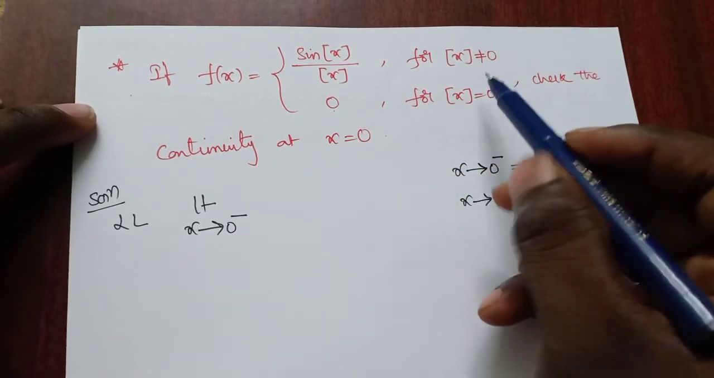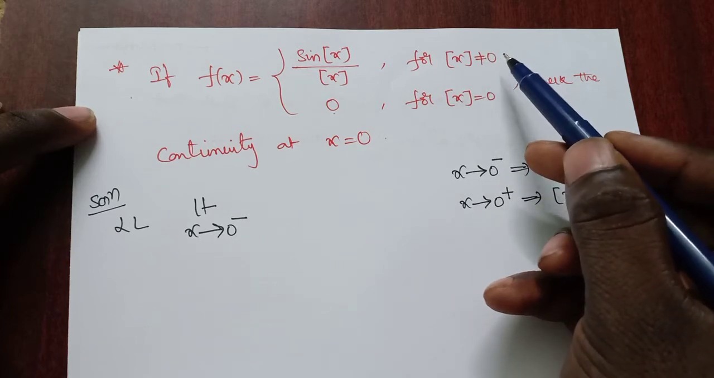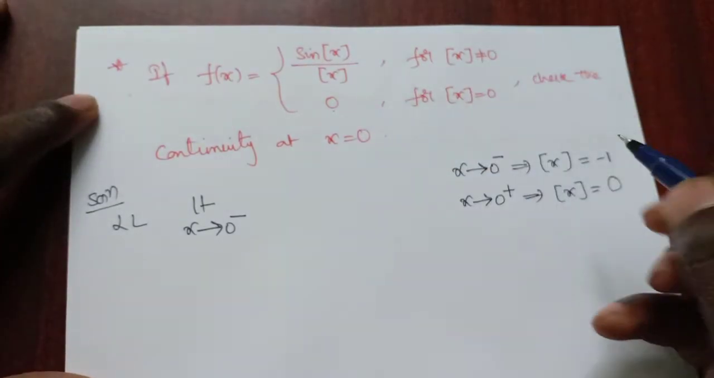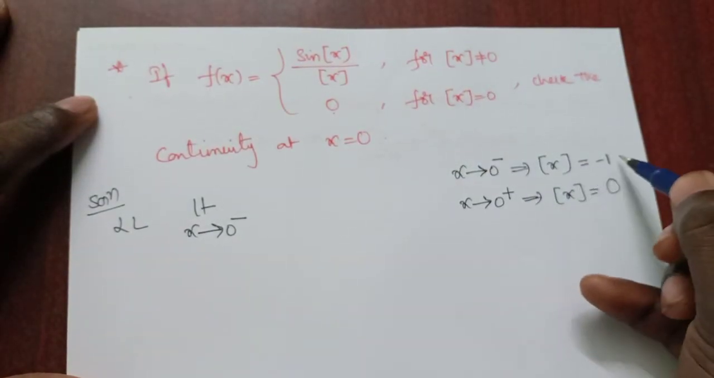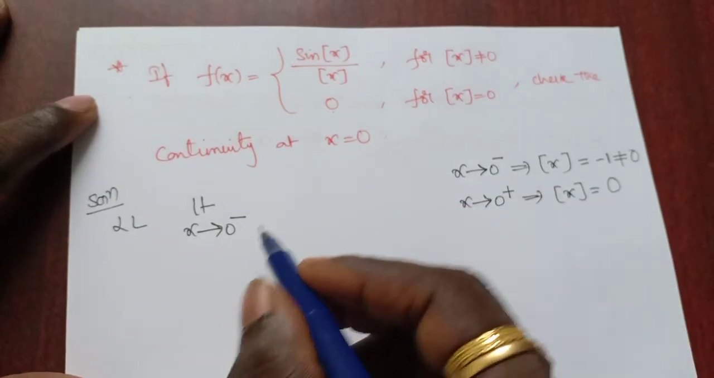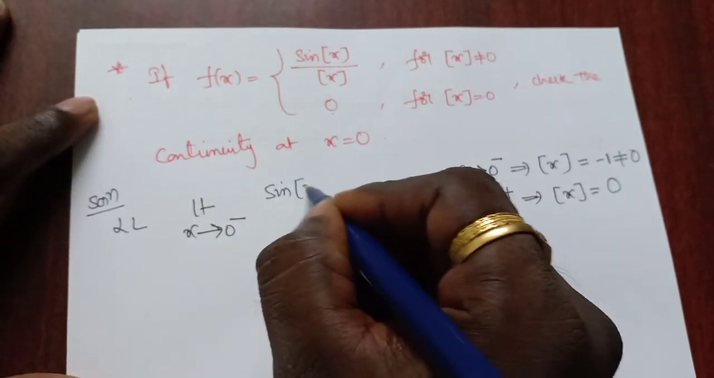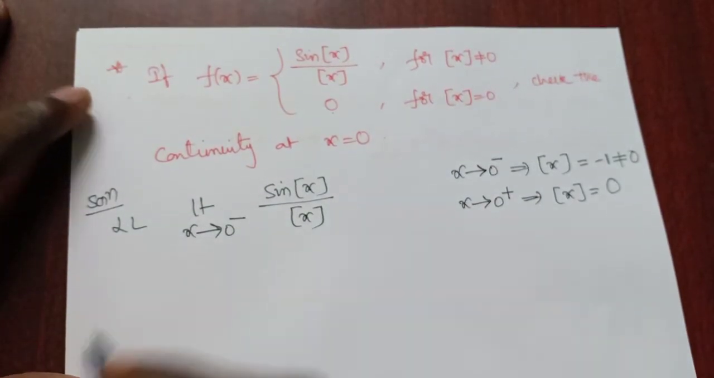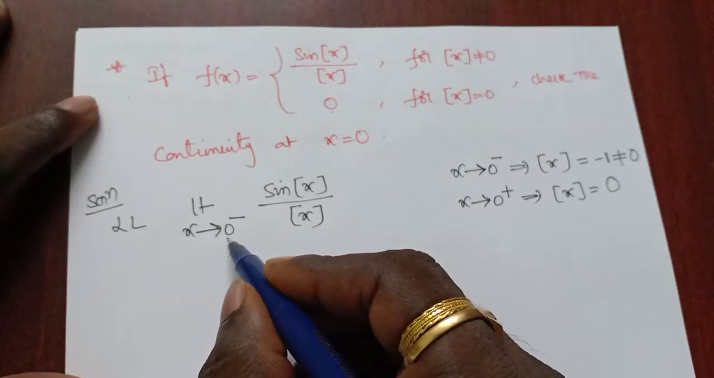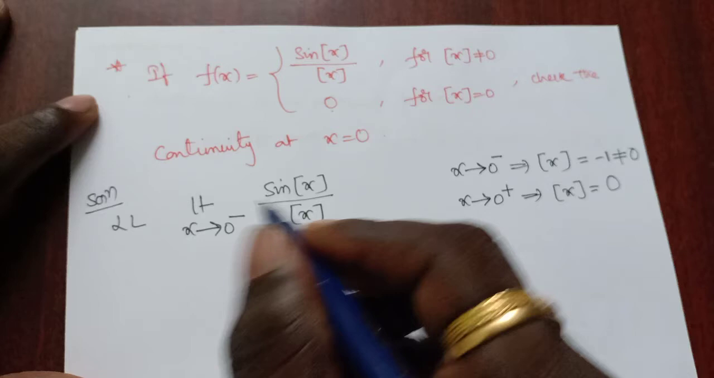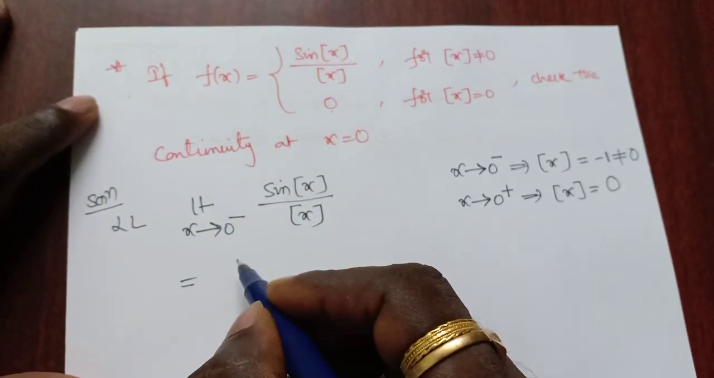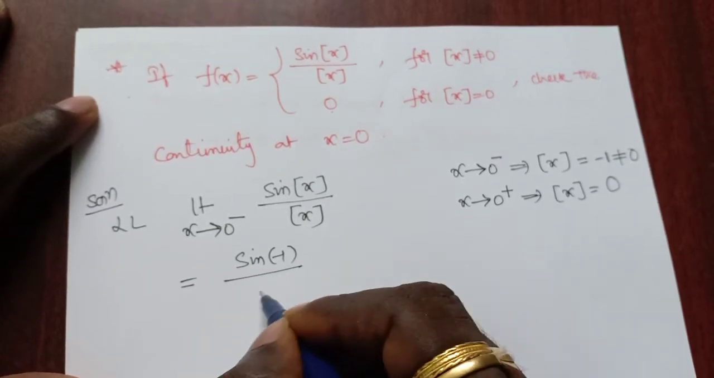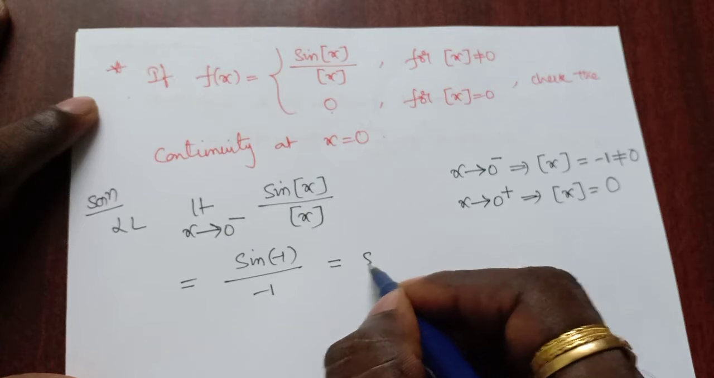So here [x] is not equal to 0, only then will we take sin[x] by [x]. If [x] equal to minus 1, it means [x] is not equal to 0. That's why I am taking sin[x] by [x]. Now x value approaches 0 minus, so what is [x]? That should be minus 1. So sin of minus 1 divided by minus 1, which is equal to what? Sin 1.